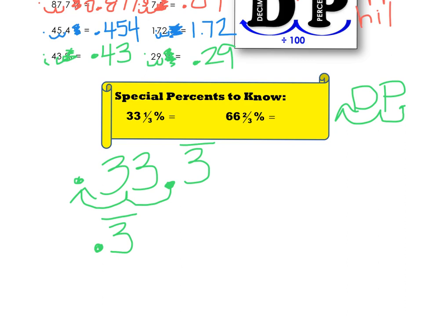Remember, this would just be 0.3 repeating. Okay, same thing with the 66 2/3. Our 66 2/3 as a decimal, this would be 66.6 repeating. Okay, so when we change our percent to a decimal, we would just go 1, 2, and instead of having all the sixes, we would have 0.6 repeating with a line above it. Okay, and those are the special types.